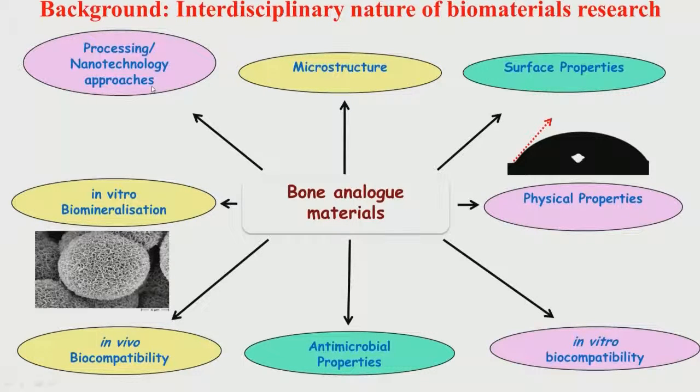Once this processing is done, one can characterize the microstructure at multiple length scales, both 2 dimensional and 3 dimensional, from micron scale to nano scale and so on. Now, surface properties are important, as I said, because biocompatibility or cell material interaction is more of a surface mediated phenomenon. So, the surface property of the biomaterial, whether it is hydrophilic or hydrophobic, is important. Physical properties in terms of strength, fracture toughness, and elastic modulus or stiffness are among the major properties of relevance for biomaterial applications.